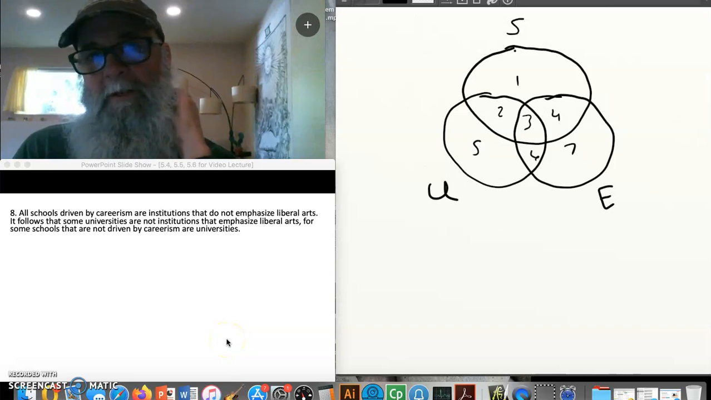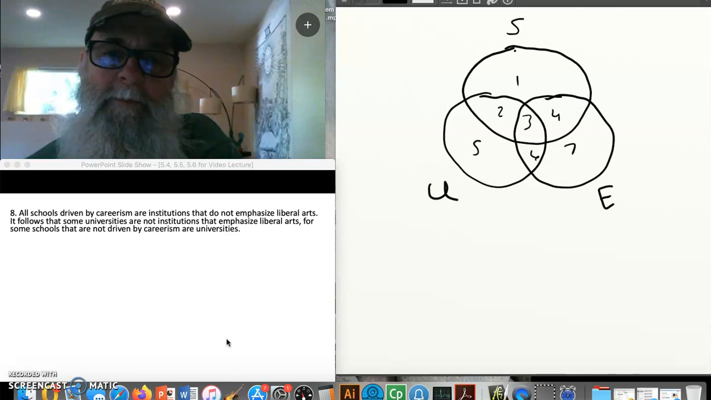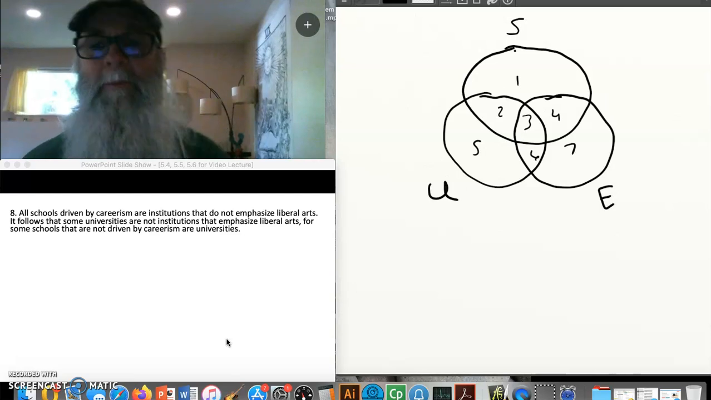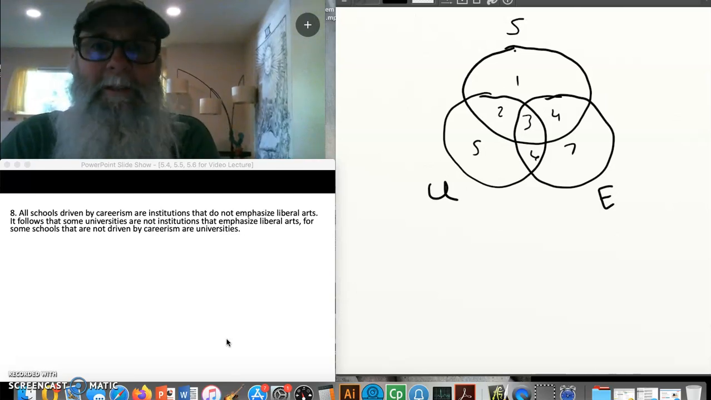Okay, 5.4 problem number 8 says, all schools driven by careerism are institutions that do not emphasize liberal arts. It follows that some universities are not institutions that emphasize liberal arts. For some schools that are not driven by careerism are universities. Wow. Okay, that's kind of a mishmash of words there. I'm not even really sure what to think about all of that.